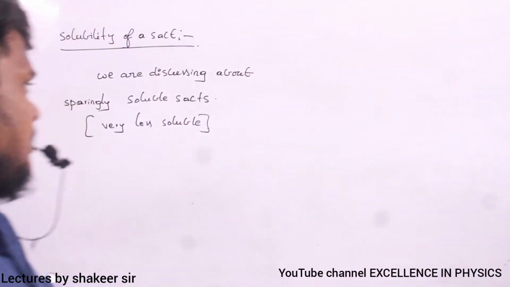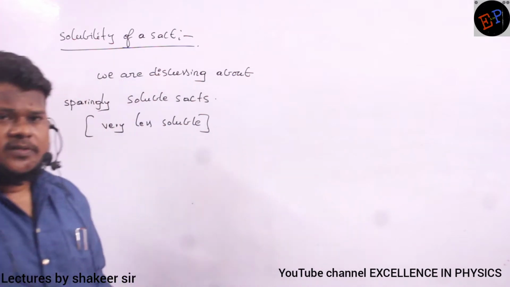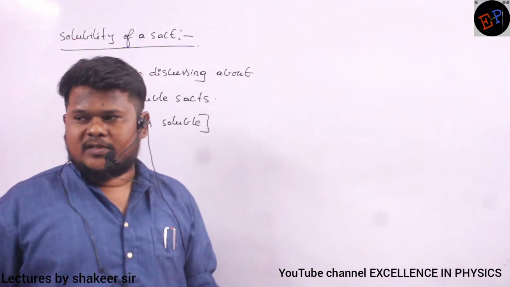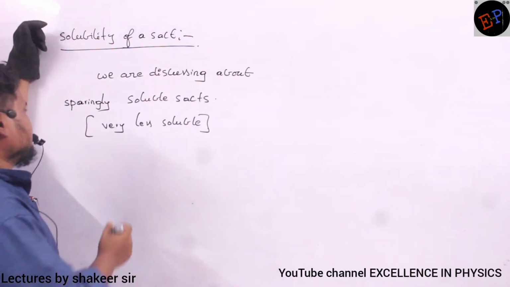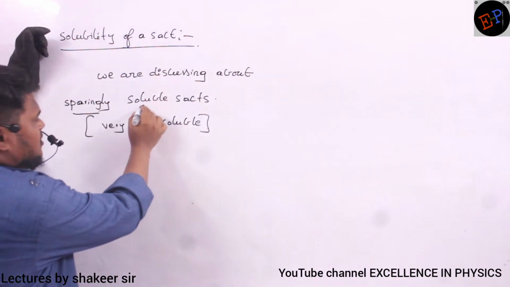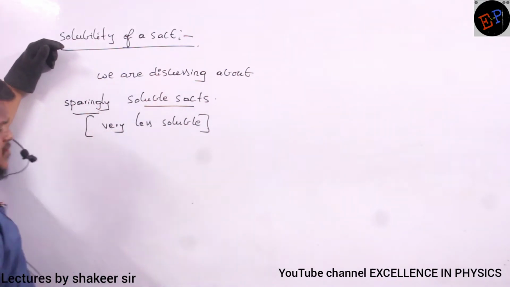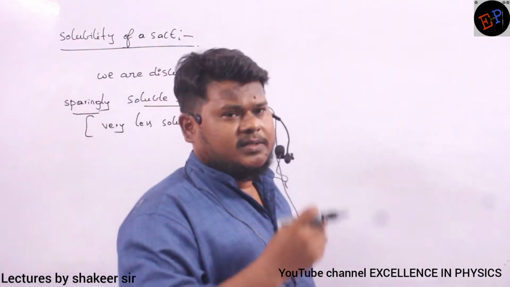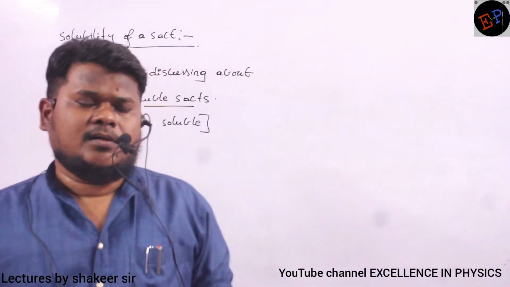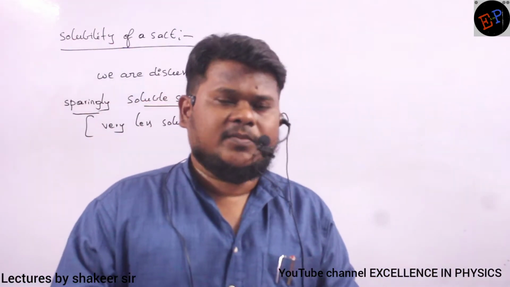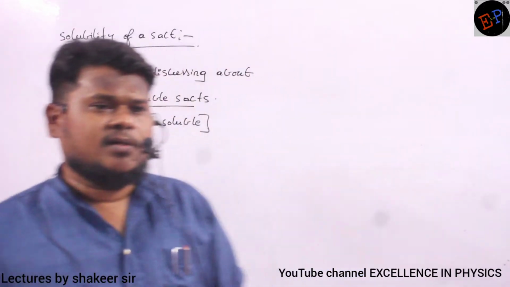Okay. So in the last class we studied about buffer solutions. Now we are discussing about solubility of a salt. Okay. So we are discussing about sparingly soluble salts. Sparingly soluble means the salts which are very less soluble, they are called as sparingly soluble salts. Very less dissolving capacity is there. It means most of the salt is not dissolved. Very less amount of salt is dissolved.